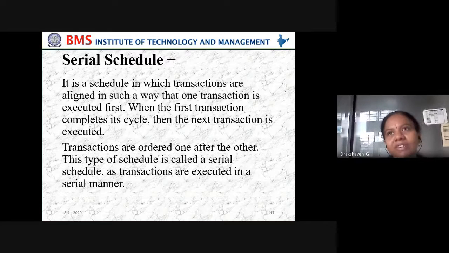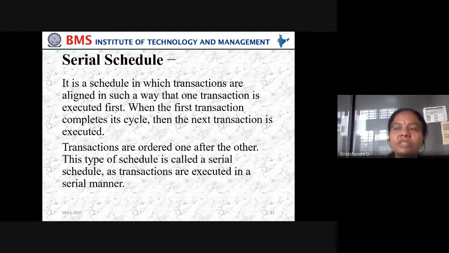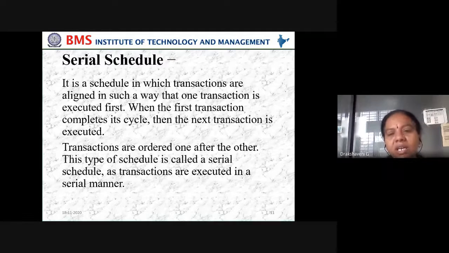Same way, if we start 8:30 one batch, then till 3 hours, that first batch will be given. Once the first batch's 3 hours is over, then we'll ask them to close, then we call the next batch. Same way here, if the first transaction completes its cycle, then the next transaction is executed. So then transactions are ordered one after the other.